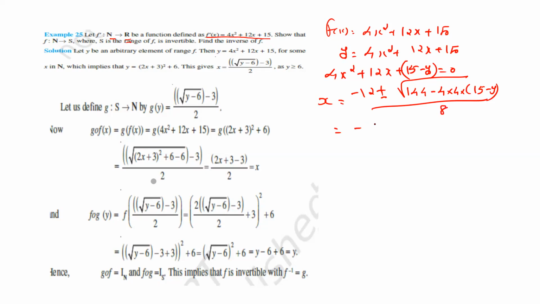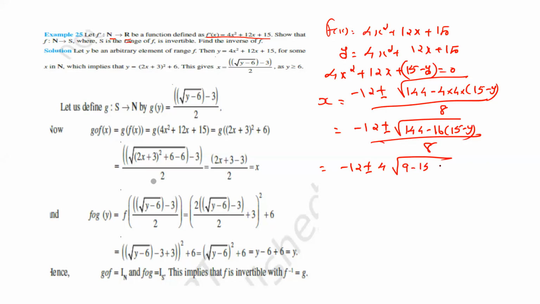So we can write it as minus 12 plus or minus root of 144 minus 4 into 4 into 16, 16 into 15 minus y by 8. So that is minus 12 plus or minus. Here 144, 16. 16 you can take it outside. When you take 16 outside the root, it will be 4. Then after 144, if you take 16 outside, then 9 will be there. 9 minus 15 plus y.